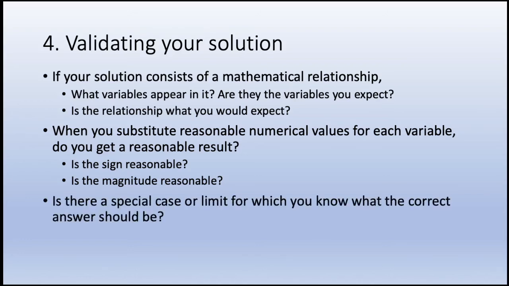Is there a special case or limit for which you know what the answer should be, either exactly or approximately, and does your solution yield that answer? If you run into anything during these steps that says there's something maybe a little wrong here, because there's something wrong with the values that come out or the magnitude just doesn't seem right, then maybe it's good to go back and check and make sure whether you still think that your solution is actually correct.